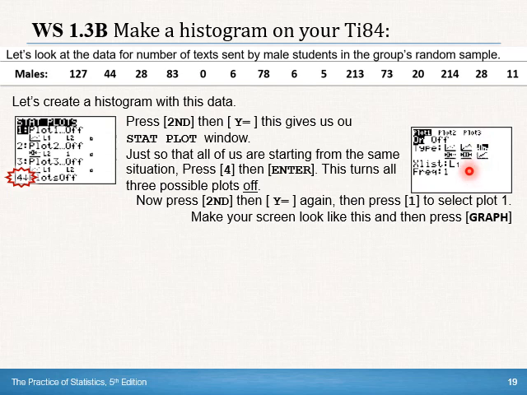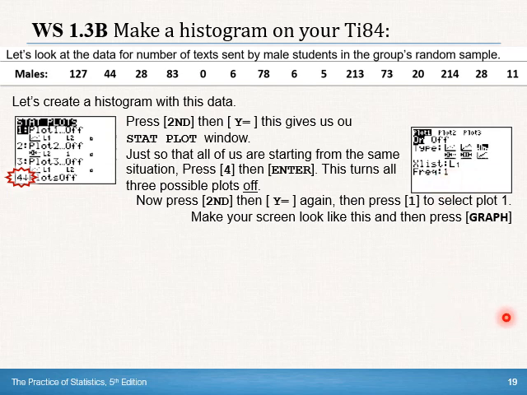And then it asks for what list your data is in, so probably list 1. If it's not, go down and change that to list 1. Go down to your Xlist and hit second 1, and it will put L1 in there. Frequency, leave it alone for now. We want that to be a 1.